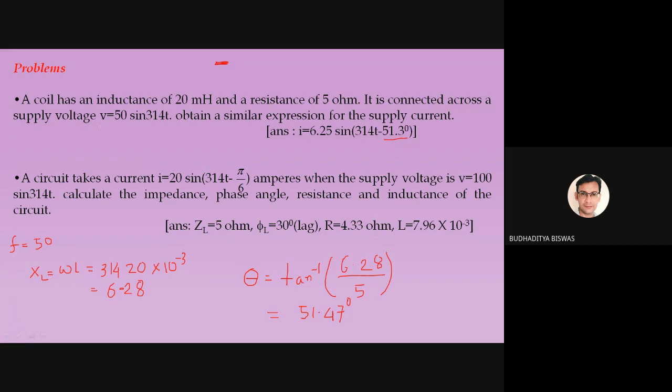The voltage expression is given as 50 sine 314t. So in the current expression, we don't have the maximum value of the current yet. We can write only this term: sine of 314t minus 51.47. Up to this we can write. This is not complete; we need to write the maximum value of the current, otherwise the expression will not be complete.